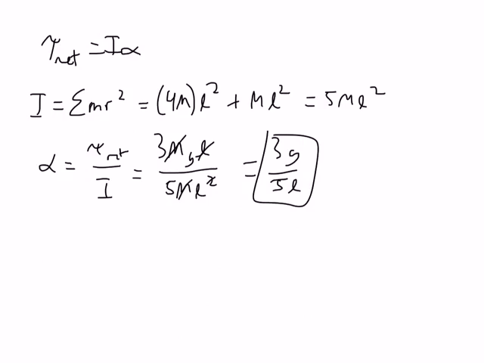It's important to note that the angular acceleration is not going to be constant, because as the rod rotates, the angle between the force of the weight of those two objects and the radius vector is going to change, and so the net torque will change. But that's the torque right at that instant.